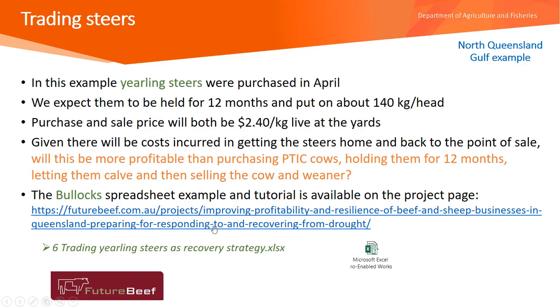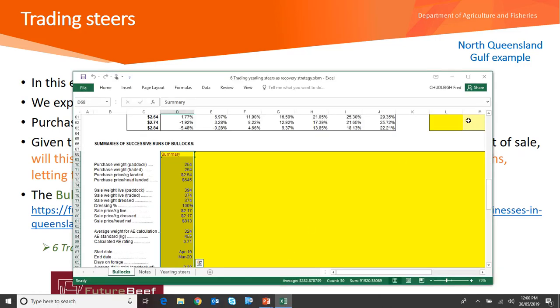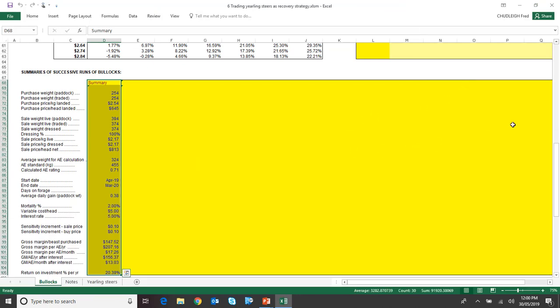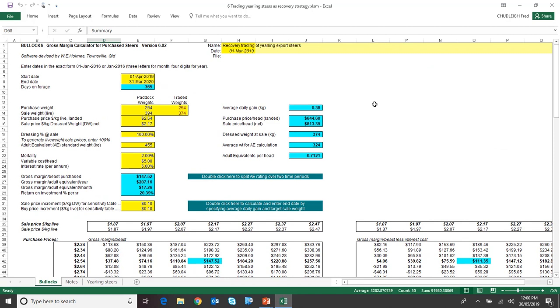So the spreadsheet is available for download. It's called Trading Yearling Steers as a Recovery Strategy. If I open that spreadsheet up, there it is. It's exactly the same one we used in our response analysis of whether we should sell steers or not.